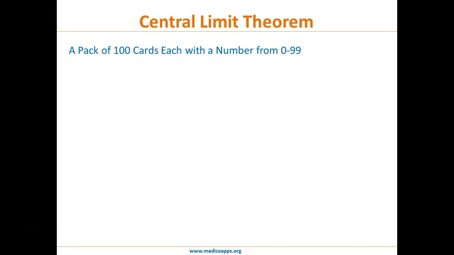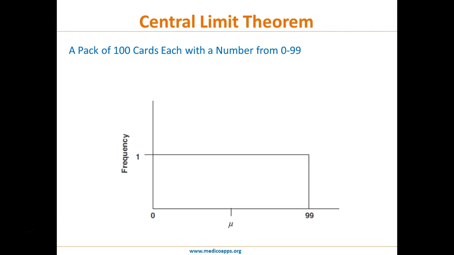Let's start. We have a pack of 100 cards and each has a number from 0 to 99, right? So there are 100 cards. First will have 0, second will have 1, third will have 2. So similarly, there are 100 cards, each has a number from 0 to 99. If we plot the frequency distribution curve of our cards, we will have a curve like this. So each of the number will be having frequency 1, because there is one card of 0, one card of 99 and one card of any number in between.